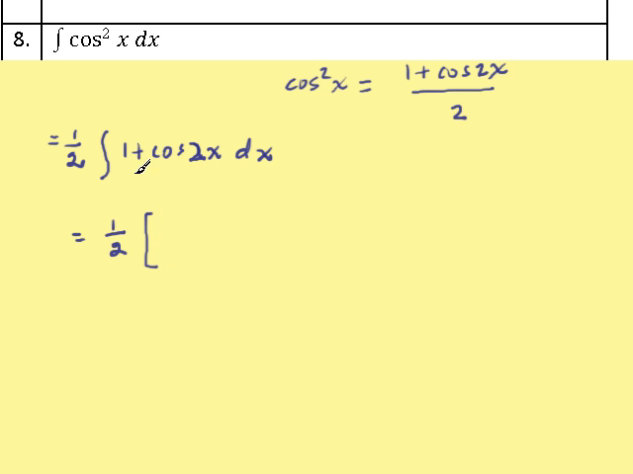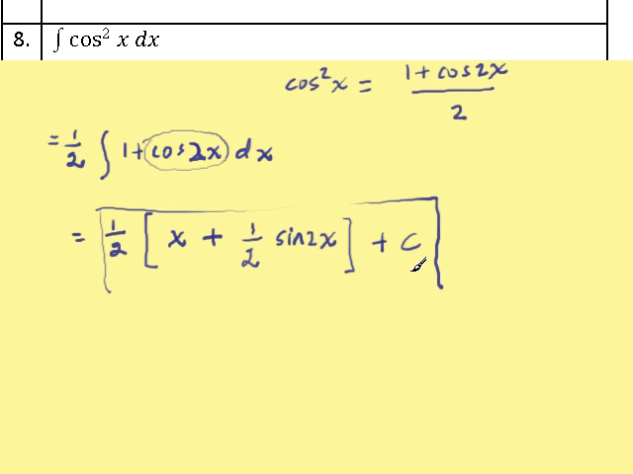The integral of 1 is x. Now the integral of cos 2x is almost the derivative of sine 2x, except the derivative of sine 2x has a 2 in front. So we're going to put a 1/2 in front since the 2 is missing. So you see how this identity was helpful in integrating cos squared.